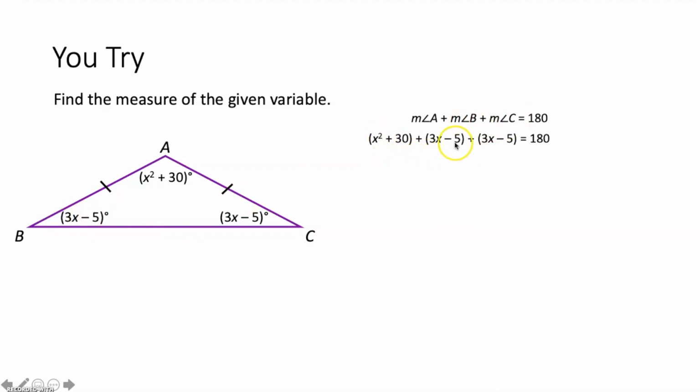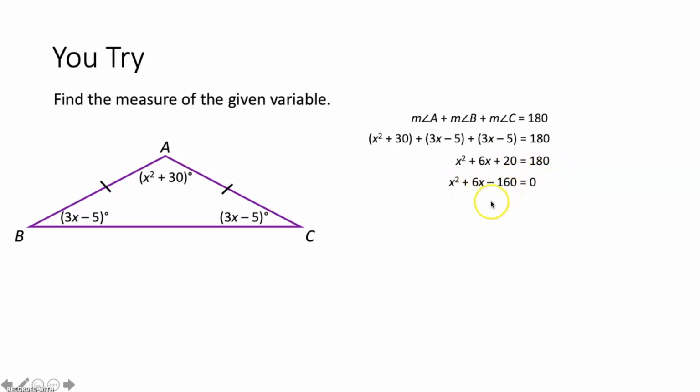X squared, there are no other x squareds, so I can't combine that with anything. The 30, I can subtract 5 and subtract 5, and I get 20, and then 3x plus 3x gives me 6x. Again, I have an x squared and an x to the first. So I need to get everything to one side. So I'm going to subtract 180 from both sides. 20 minus 180 is going to give you negative 160.